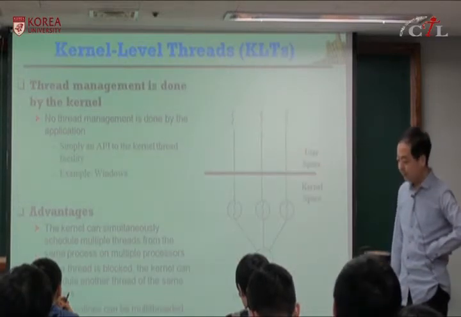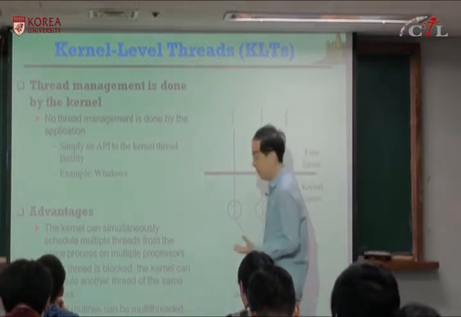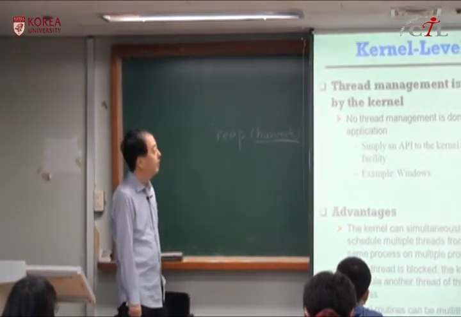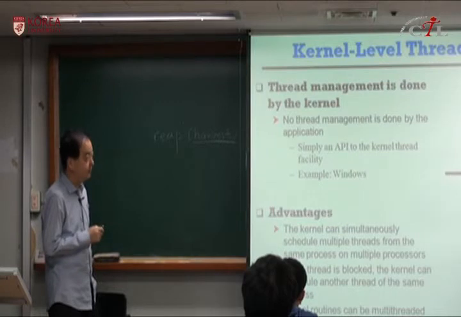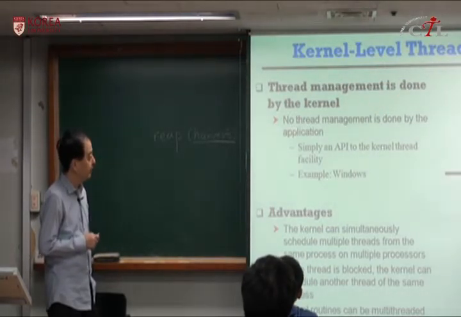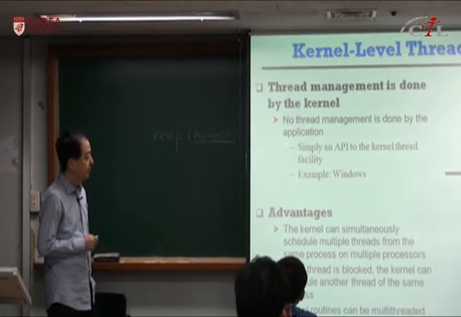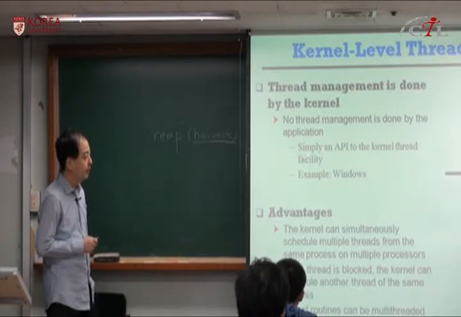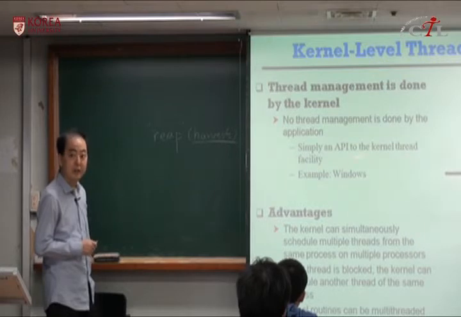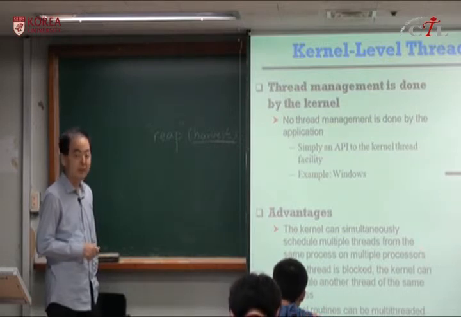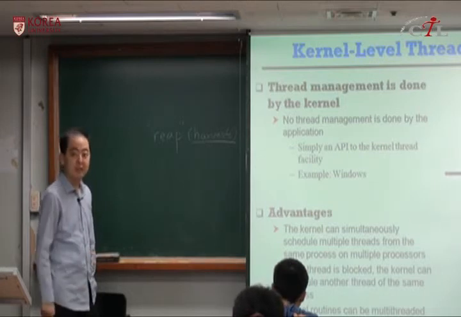So, to take advantage of multi-core or multi-processor, you have to use multi-threading. And at the kernel level, this is called kernel level thread. Thread management is done by the kernel. If you use kernel level multi-threading, there is no thread management at the application level. If you try to create a new thread, you simply call an API to the kernel thread facility, and this is done in Microsoft Windows. So to create a thread, you call the system call, and then the kernel will generate a kernel thread for each thread. This kernel thread becomes the scheduling unit of the operating system kernel. There is no user level thread, there is only kernel thread.